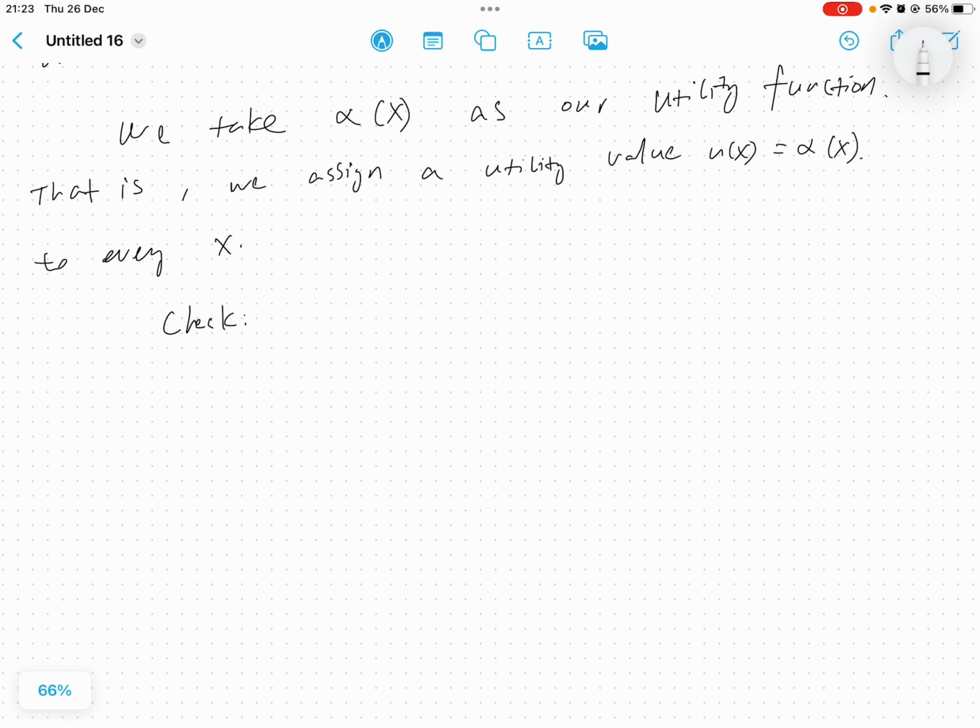Okay, so check two things. The first thing is that this utility function, u, represents a preference relation. What does it mean? Mathematically, alpha x greater than or equal to alpha y has to be sufficient and necessary for x to be weakly preferred to y. So, if and only if x is weakly preferred to y.